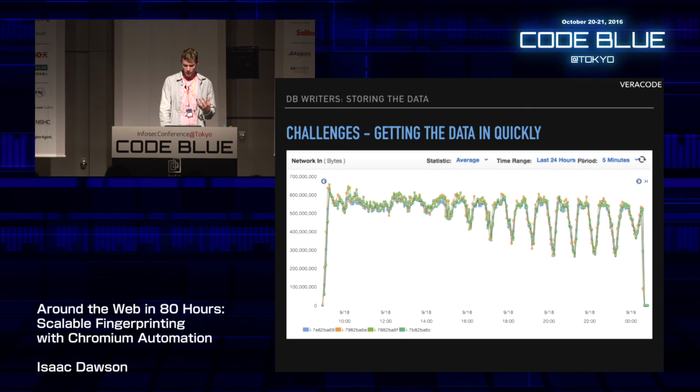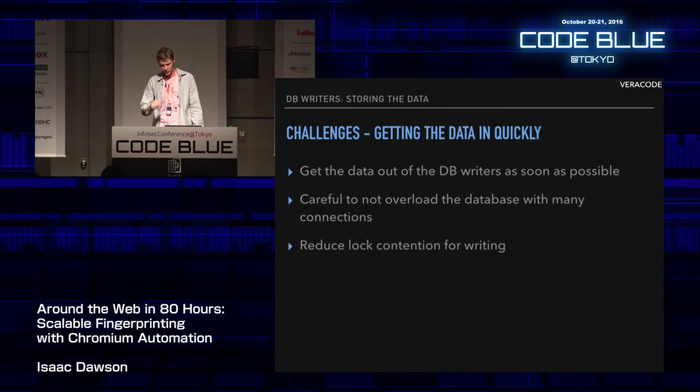Write throughput was really important. I don't know if you can see, this is the network traffic coming into my 4 database writers. That's about 650 megabytes to 400 megabytes per second to 4 database writers, so about 2 terabytes of data coming in. I need to get this out of my writers as quickly as possible, otherwise they're going to crash. So getting this out was very important, but I also needed to be careful not to overload the database with too many connections. And I also had to reduce lock contention so these writers weren't all trying to write at the same time.